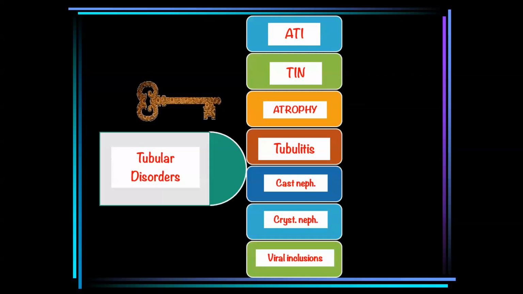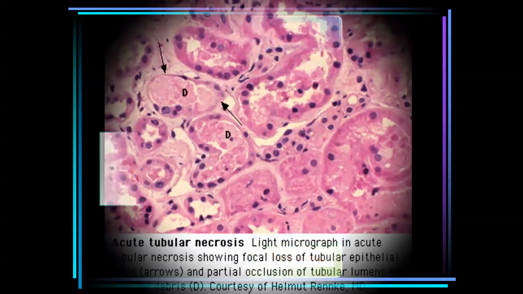The second disorder is tubulointerstitial nephritis. The third disorder is tubular atrophy, tubulitis, cast nephropathy, crystalline nephropathy, and viral inclusions in cases of renal allograft pathology. So if we complement the renal tubular disorders present in this slide together with the previous key pathological changes, it will be easy for us to understand what is coming from the pathology slides.